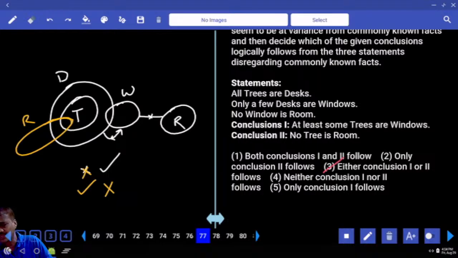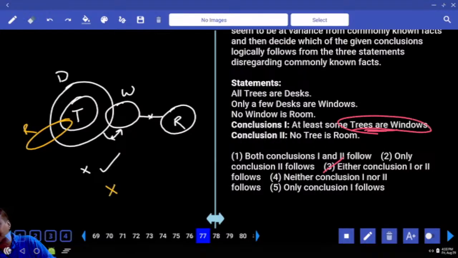What is your answer here? And some trees are windows. Then some trees are windows. No tree is a room. Some trees are room, that is true. Hence this will be false. Now in this diagram, some trees are windows. Is this true here? No. And then what is your answer? Neither 1 nor 2, choice. Got this one? Neither 1 nor 2.